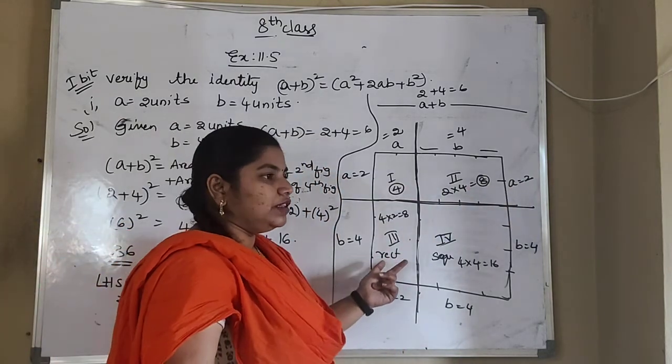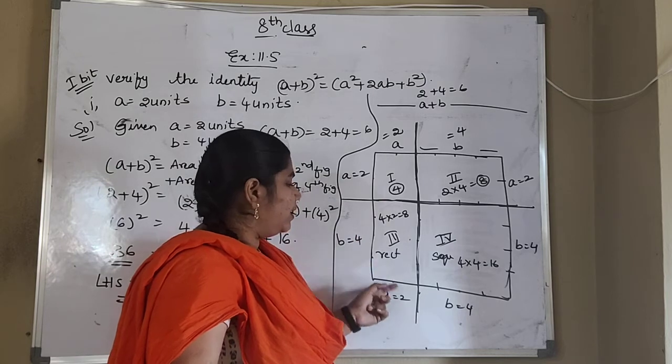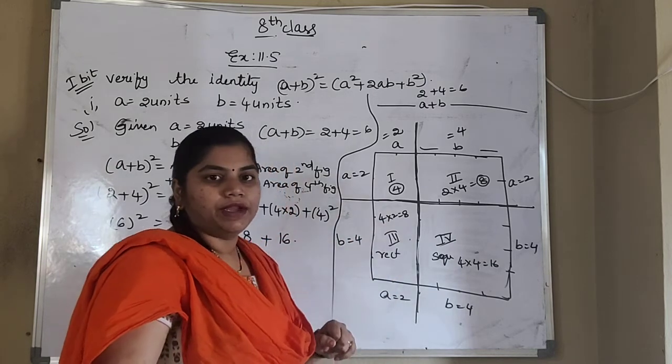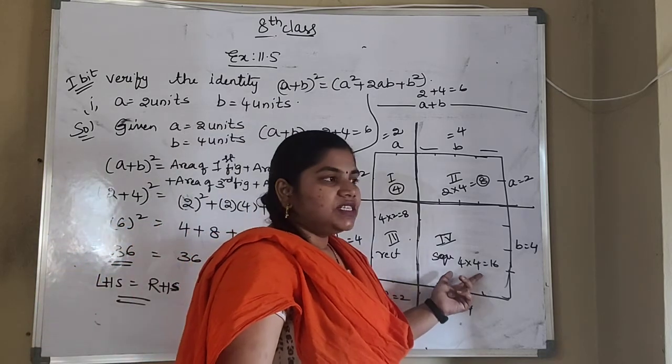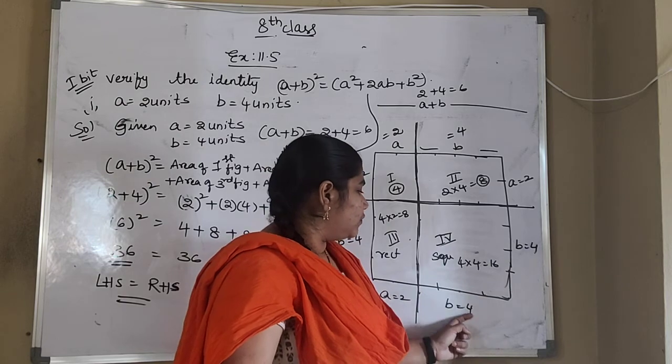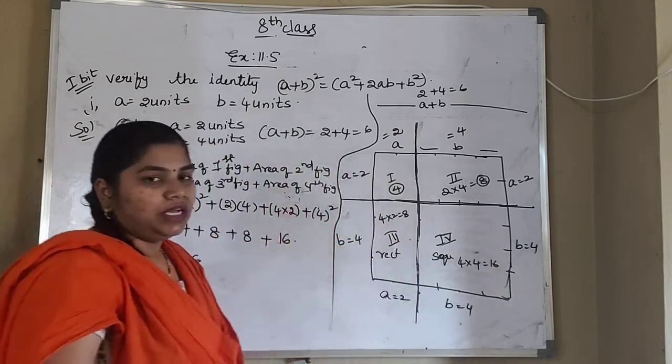Area of a rectangle, third figure. So area of a rectangle, length into breadth. So 4 into 2, that will be also equals to 8. Last figure is what? Square. So area of a square is S into S. So multiply the sides. 4 into 4 will be equals to 16.